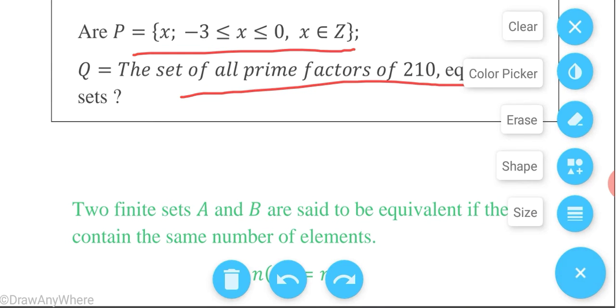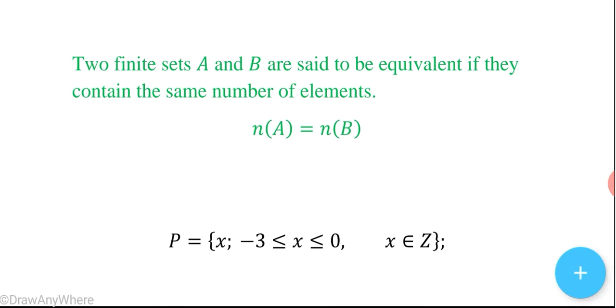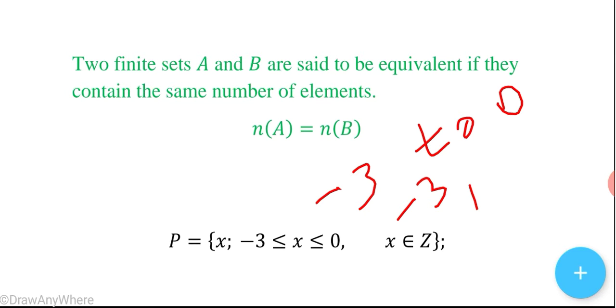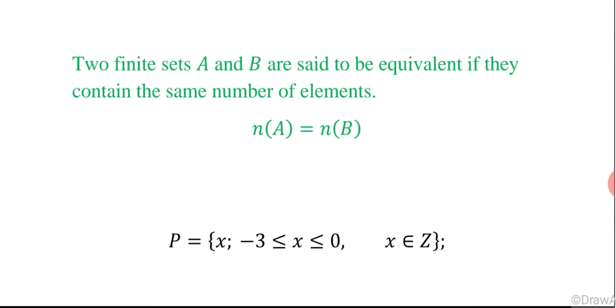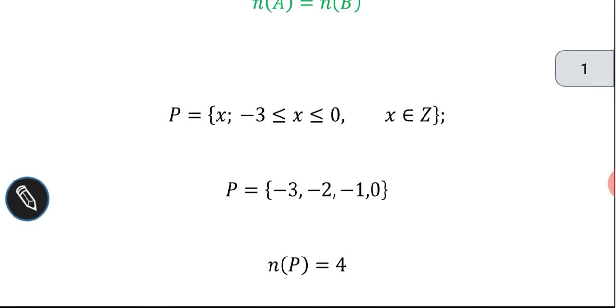First, given that P equals {x such that minus 3 ≤ x ≤ 0}, the value of x starts from minus 3 and ends with 0. So the numbers are minus 3, minus 2, minus 1, 0. So P equals {-3, -2, -1, 0}. There are 4 elements in the set P, so we can write n(P) equals 4.